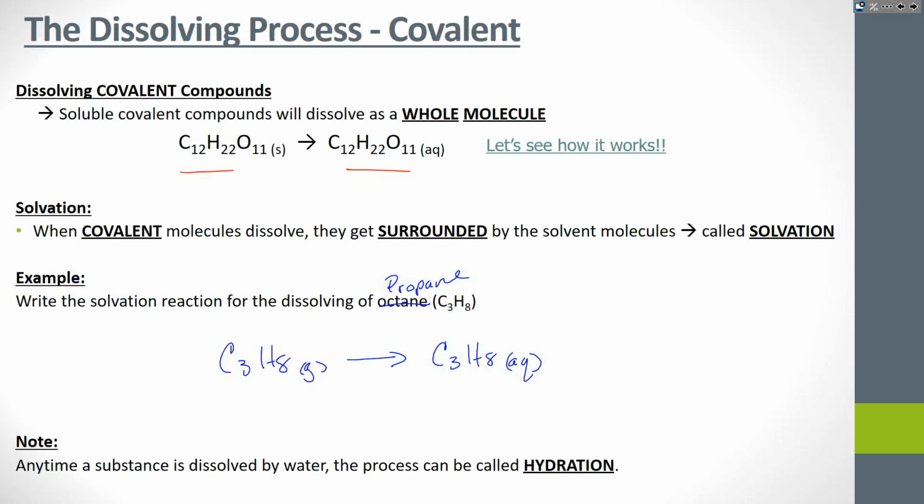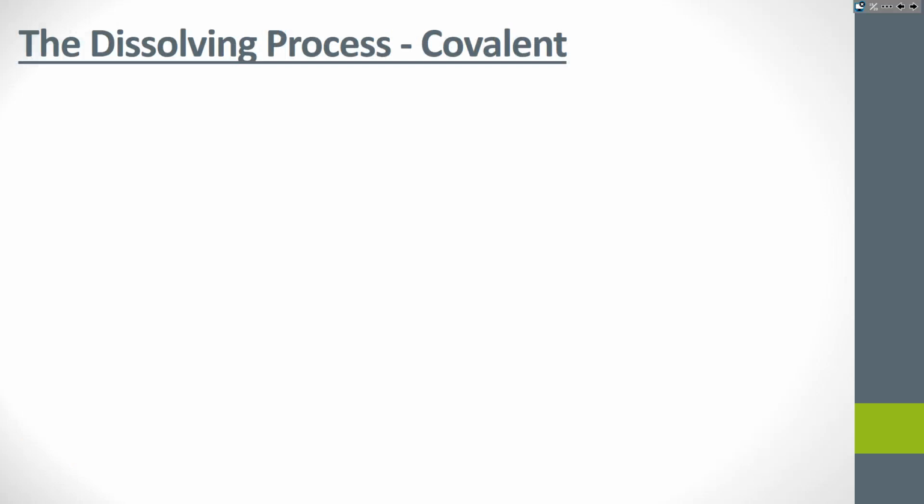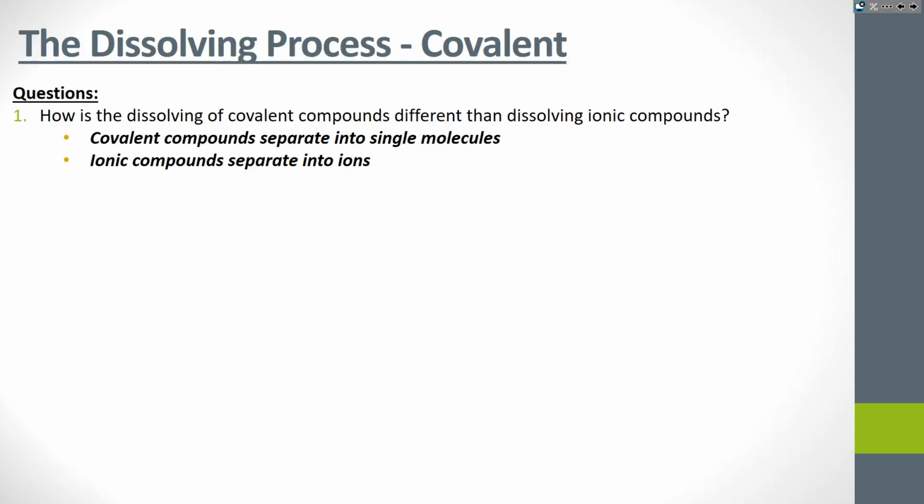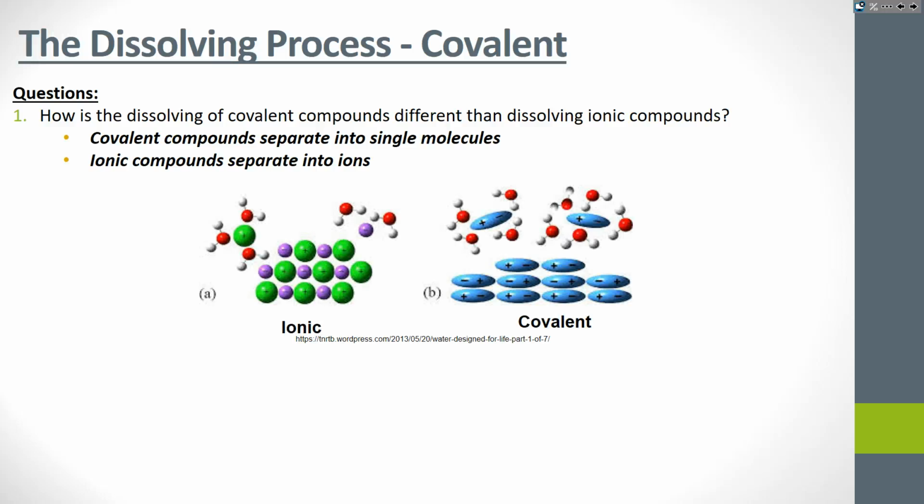So anytime a substance is dissolved by water, we can call it hydration. You're adding water. Now, how is dissolving covalent compounds different from dissolving ionic compounds? Well, covalent compounds separate into their molecules, whereas ionic compounds separate into their ions. And that's what this looks like. So covalent is a lot different than ionic. One's an electrolyte, one is not.